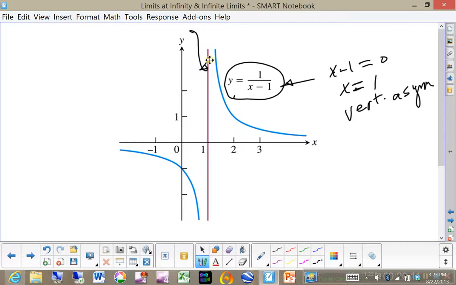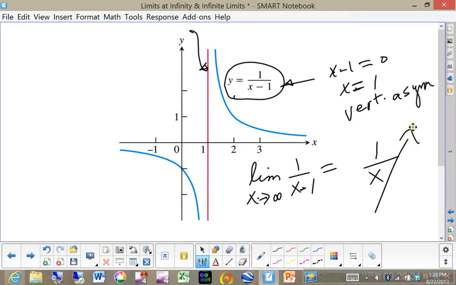The horizontal asymptote is the limit of 1 over x minus 1 as x approaches infinity. Obviously the numerator is dominated by the 1, and the denominator is dominated by x. That goes to 0. So y equals 0 is a horizontal asymptote.